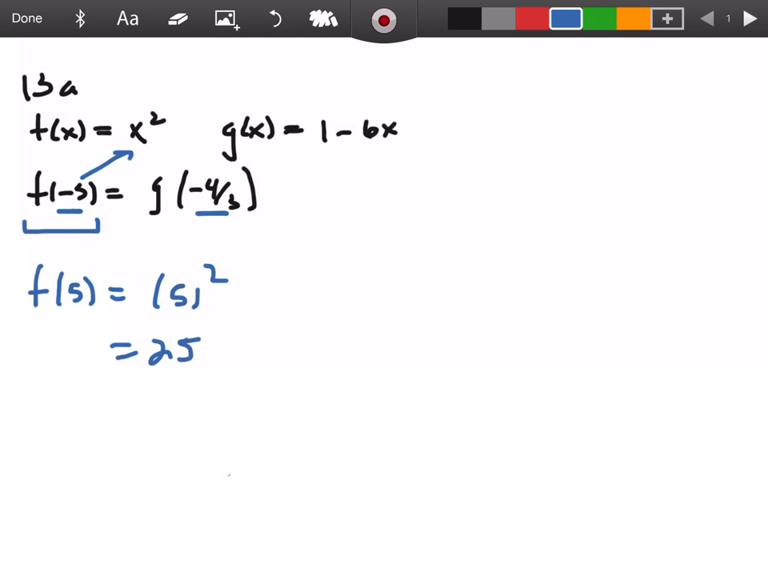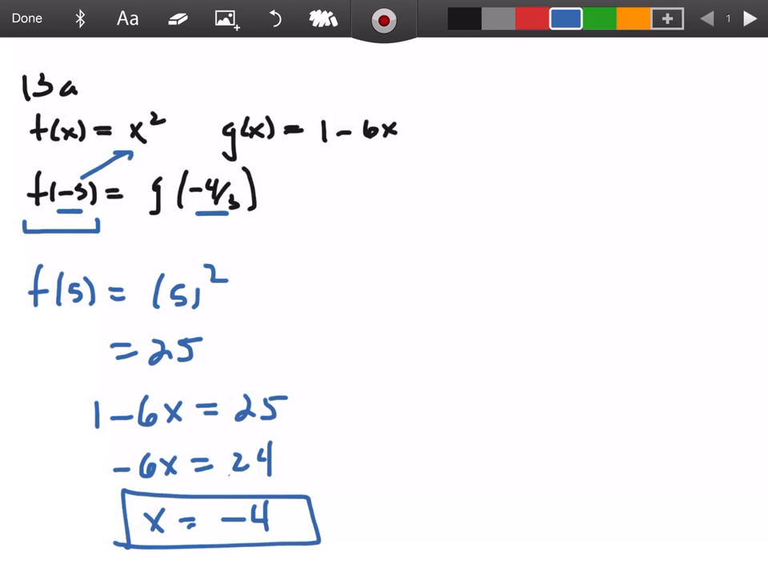So we want g of x to be equal to 25. And we want to find out what value of x would make that happen. So we just want to say 1 minus 6x, set g of x equal to 25, solve for x. So I'm going to subtract 1 from both sides. I have negative 6x equals 24, and then divide both sides by negative 6, and I'm going to have x is equal to negative 4. So when x is negative 4, then g of x would be the same as f of 5. Get that? See that?